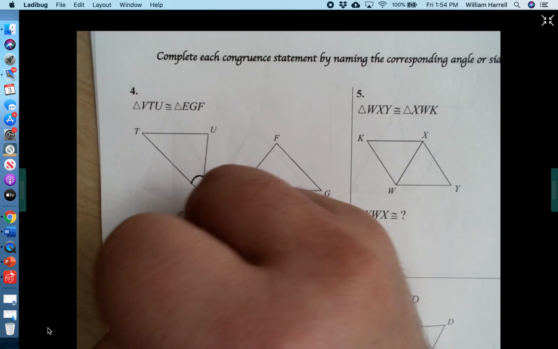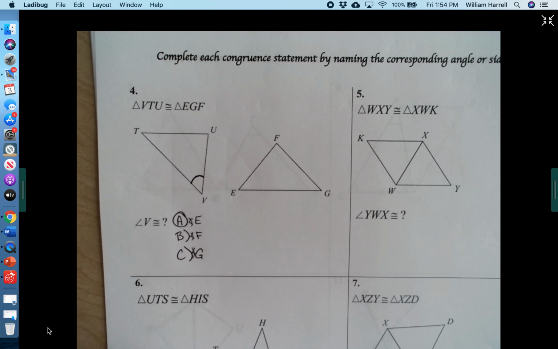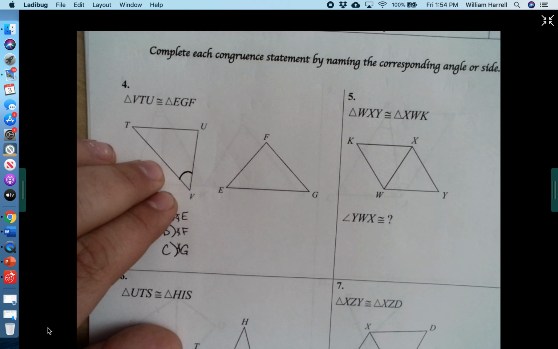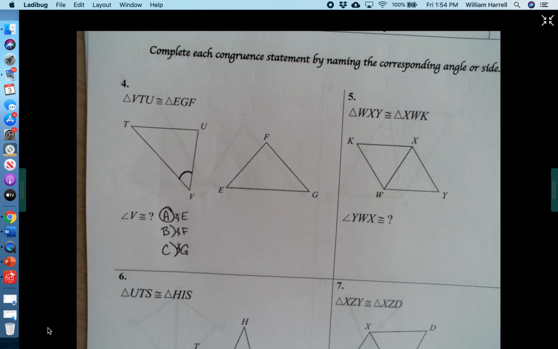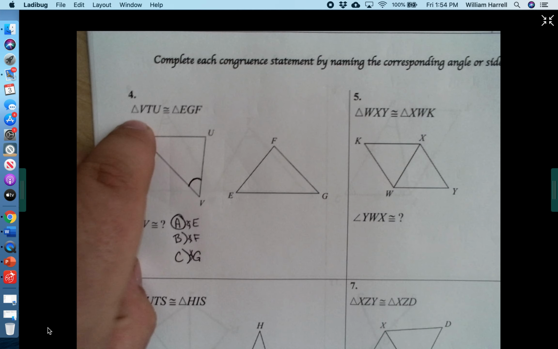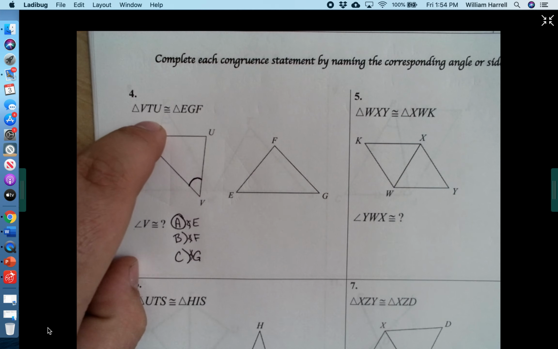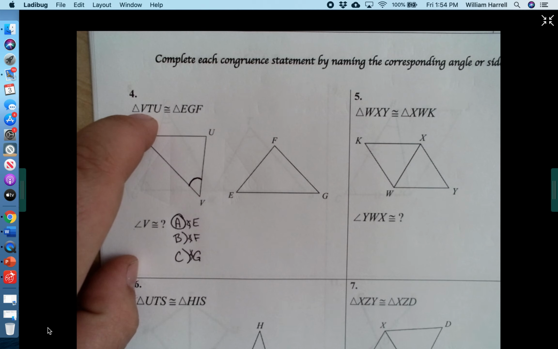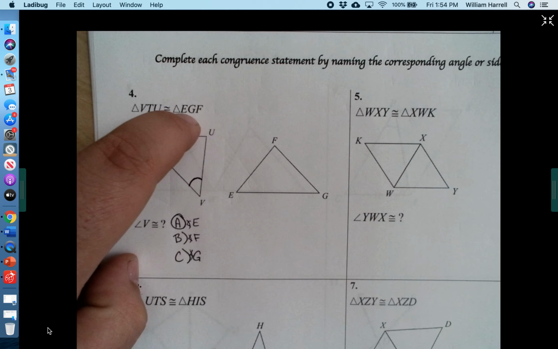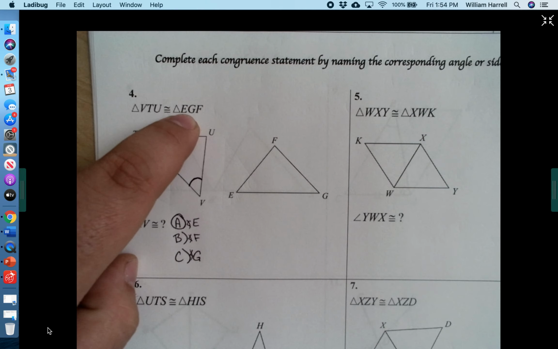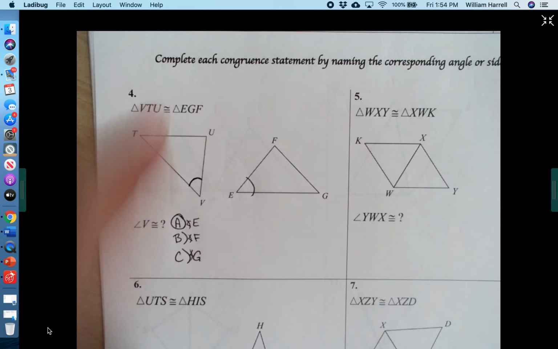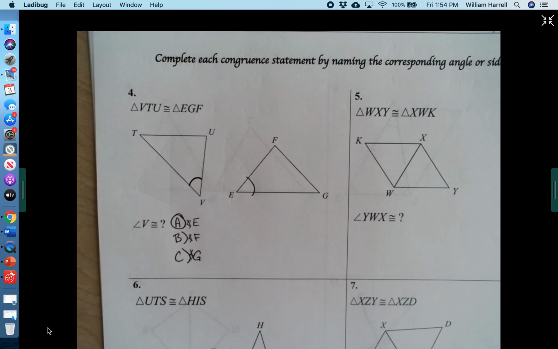V goes with E. Now some of you may be asking why. And I could say, oh, well, if you take this right here and you lock it, and then you flip and rotate and spin and shift, you would get the same triangle. Sure, but that's a lot of work. Look at how your letters are organized. Okay? So V comes first. E comes first. So first angle. Okay? So V goes with E.